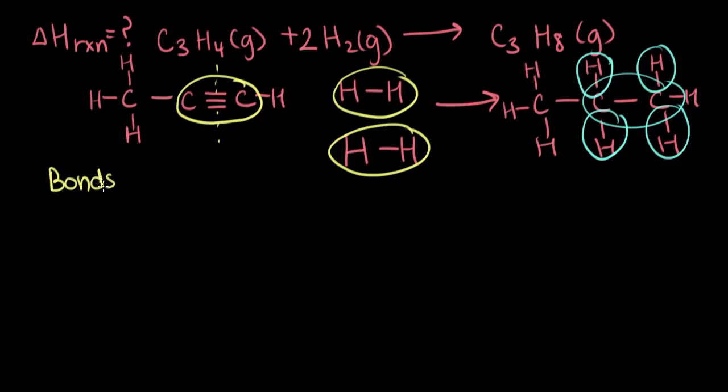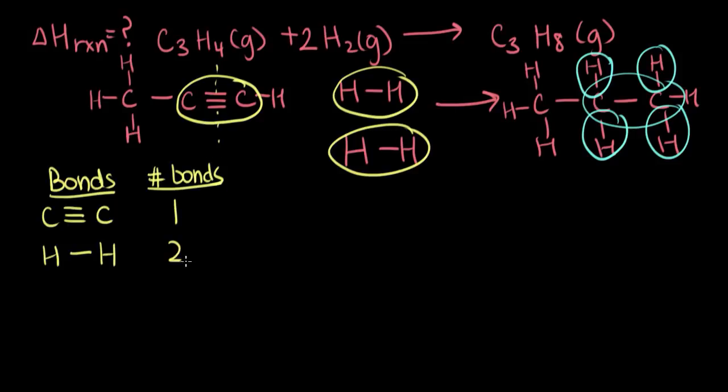So if we just look at the bonds we broke, we have a carbon-carbon triple bond, and we have a couple hydrogen-hydrogen bonds. Let's also just write down how many of each we have, because we'll need that for our calculation. So we have 1 carbon-carbon triple bond, and we have 2 hydrogen-hydrogen bonds that are broken.